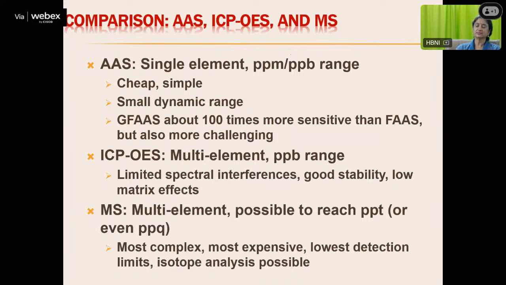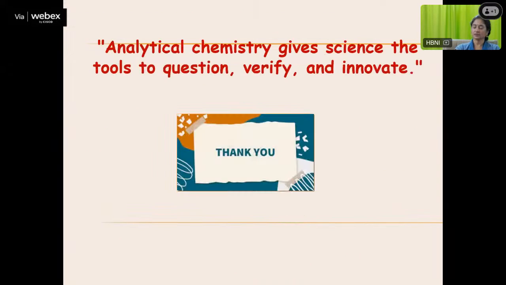Now ICP-OES: multi-element, ppb range, limited spectral interferences, good stability, low matrix effect. Whereas in a mass spectrometer: multi-element, possible to reach ppt or even ppq level. It is the most complex and most expensive, with a low detection limit, and isotopic analysis is also possible in the case of a mass spectrometer. So this is all about this class.